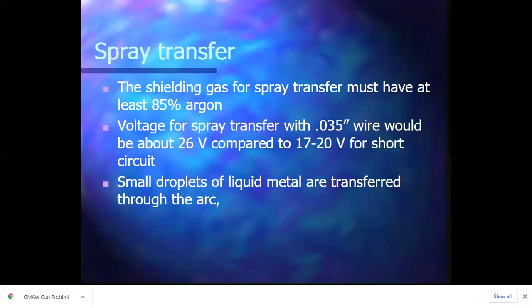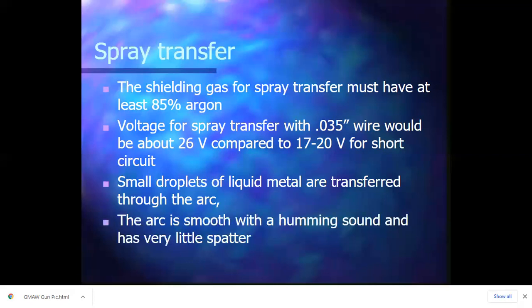Small droplets of liquid metal are transferred through the arc. That's basically what I said. It's a fine spray, mist, or a fog of steel going across that arc. The arc is smooth. It's got a humming sound, very little spatter, super nice.